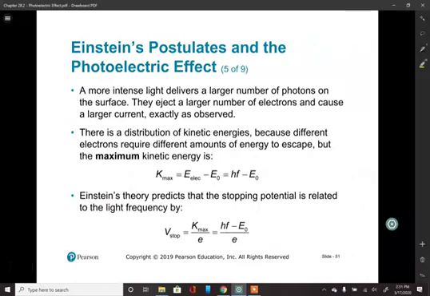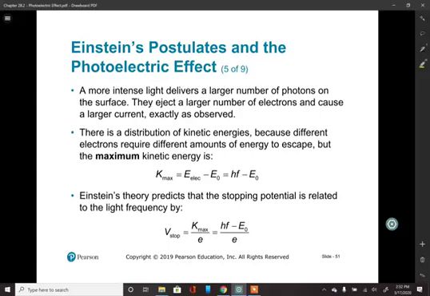So the other thing that's important to know, intensity for the wave model of light means more energy. But in Einstein's model, a more intense light just means more photons of the same energy. So by making the light more intense, you have more photons, which means you can get more electrons, assuming that each photon has enough energy by itself. If you don't have a high enough frequency, it doesn't matter how intense the light is. You just give a lot of electrons not enough energy.